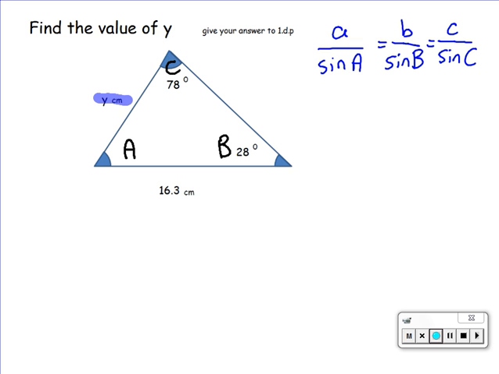Now you remember that it doesn't matter which ones are which, however you now have to be careful that you label the sides correctly. So opposite angle B will be side B, opposite angle C will be side C, and opposite angle A will be side A.